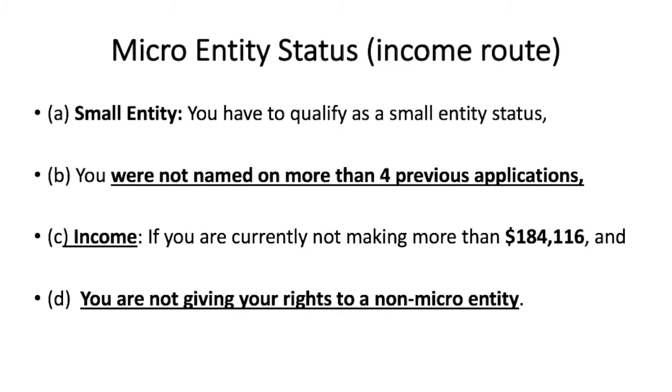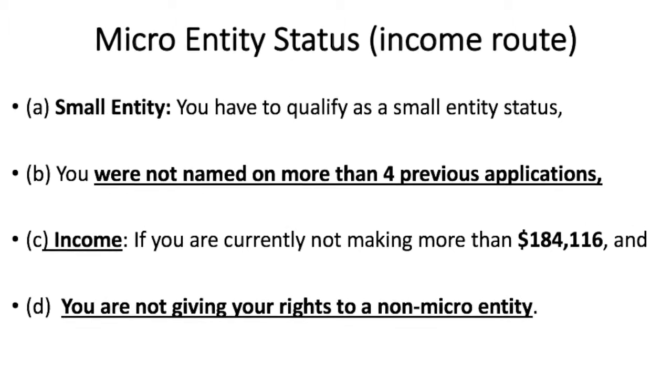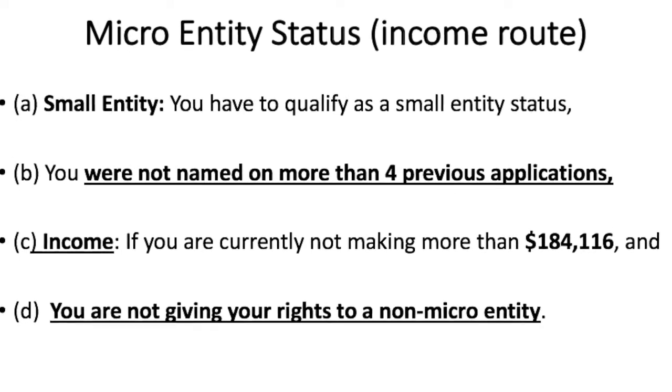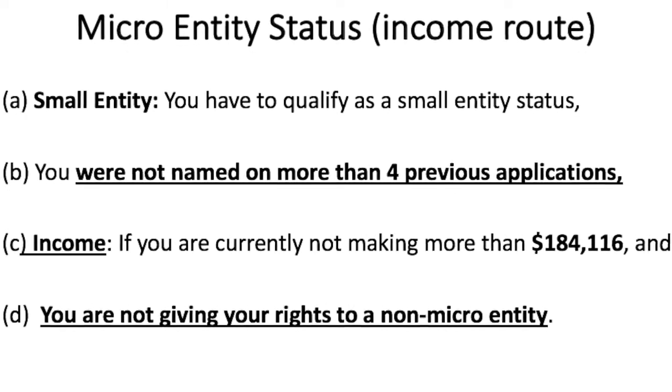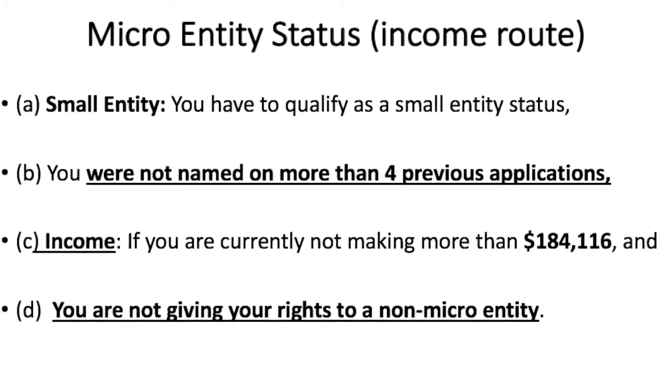The first way to qualify for micro entity is through the income basis. For that, first of all, you need to be a small entity like we just discussed. And then two, income. Your income has to be less than, currently, $184,000. So if you made less than $184,000 in the preceding year for tax purposes, then you are considered a micro entity. Two, you were not named on more than 4 prior applications. And the last point is that you're not assigning your rights to a non-micro entity. So you're not giving your rights to another company who would not qualify for the micro entity status.